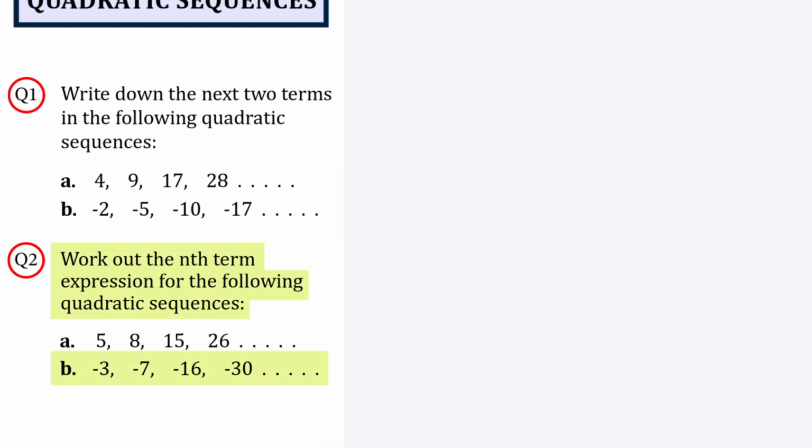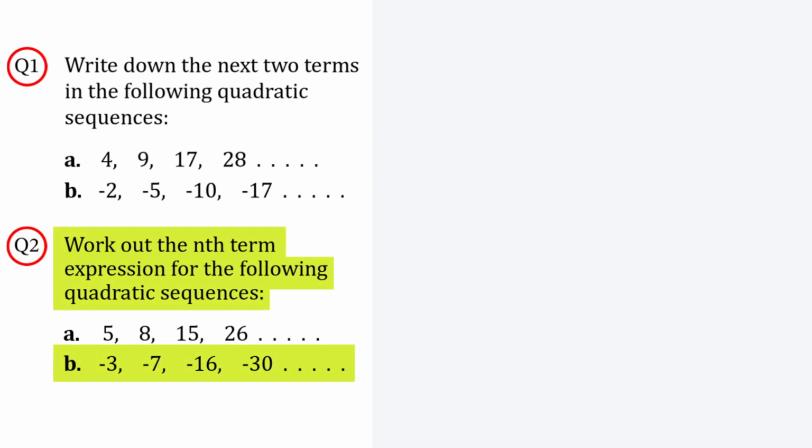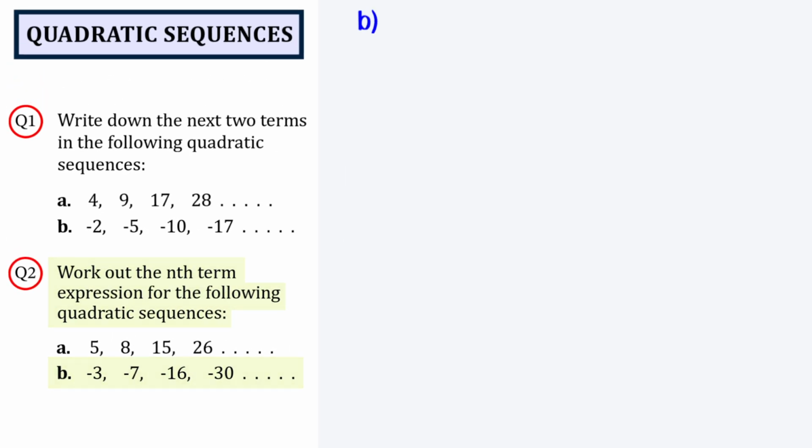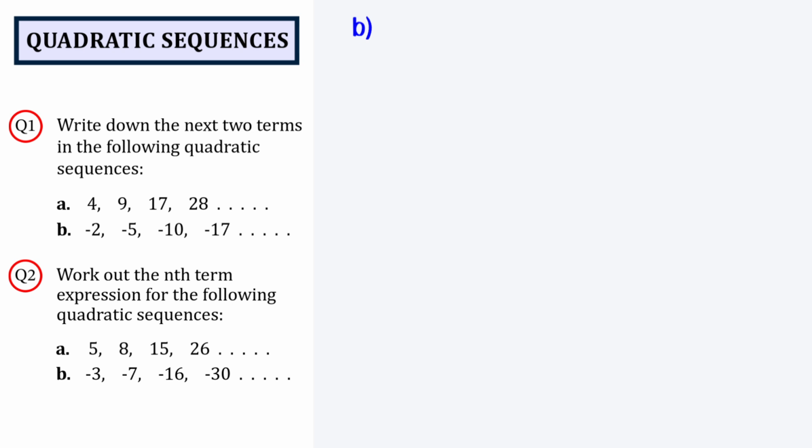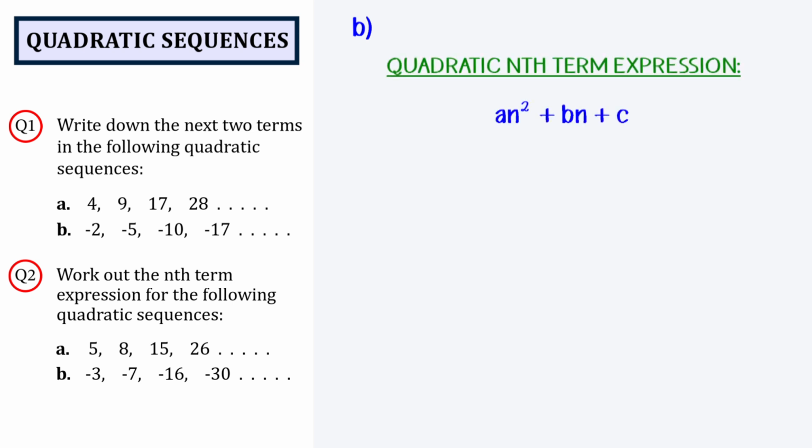For part B, we've got to do the same as we did in part A, but this time we have to find the nth term expression for the sequence of negative numbers minus 3, minus 7, minus 16 and minus 30. Well, as before, we know that the quadratic nth term expression has the form an squared plus bn plus c, where a, b and c are constants that we need to find. And to find the constant a, we halve the second difference in the quadratic sequence. So let's first work out the first difference.